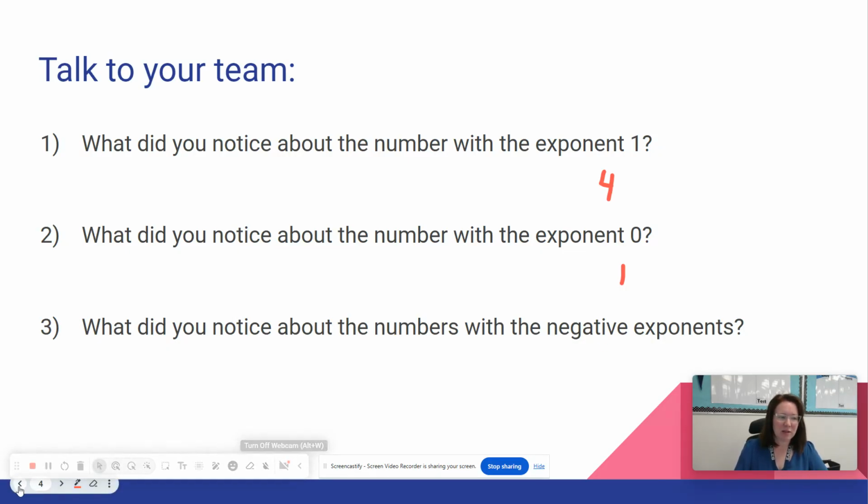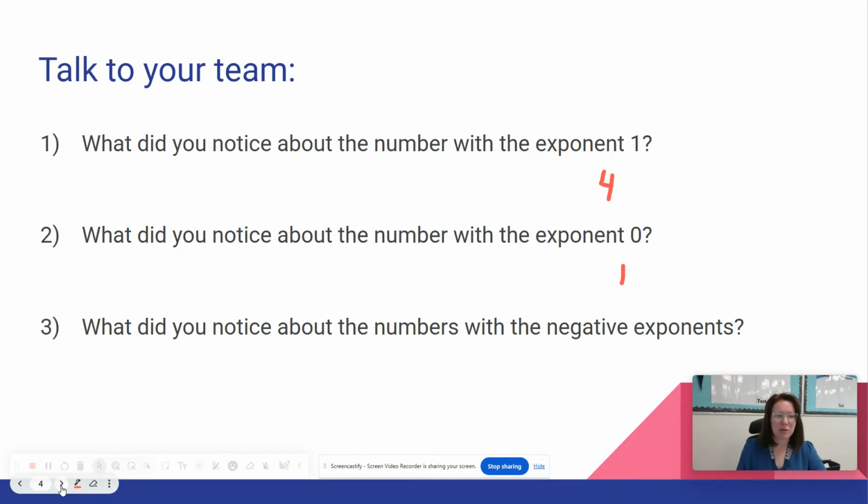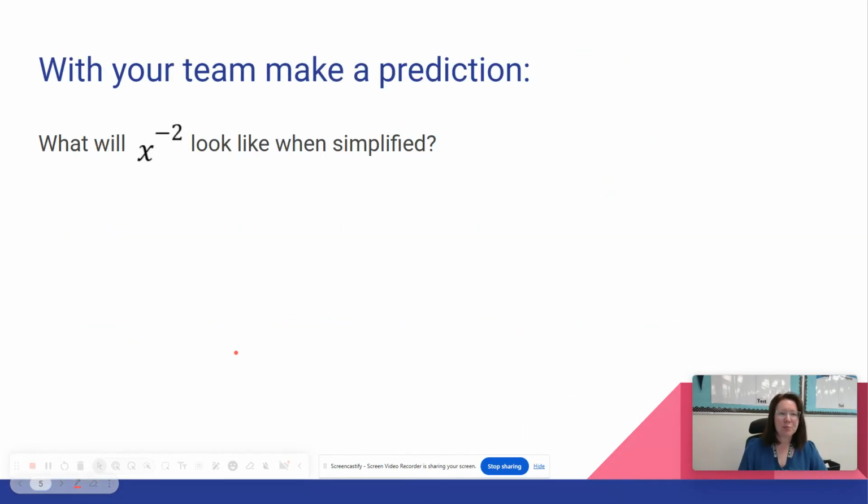What did you notice about the numbers with the negative exponents? Okay, let's go back and take a look. Remember those two I pointed at? Like, that's a 16 and that's a 1 over 16. That's interesting. The one that had a negative 1 versus a positive 1, it was a 4 and a 1 over 4. Let's look at the first and last one. 4 to the positive 3 was 64, but 4 to the negative 3 was 1 over 64. Okay, so you're kind of thinking to yourself, hopefully as you watch this, like, oh, I'm noticing some of those numbers are similar to each other, positive or negative.